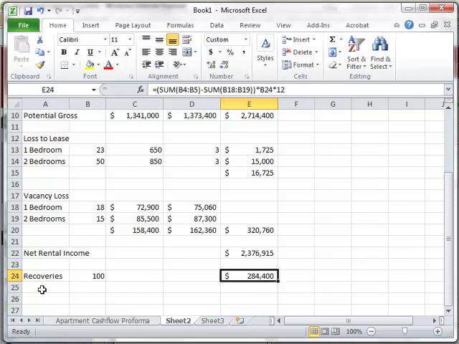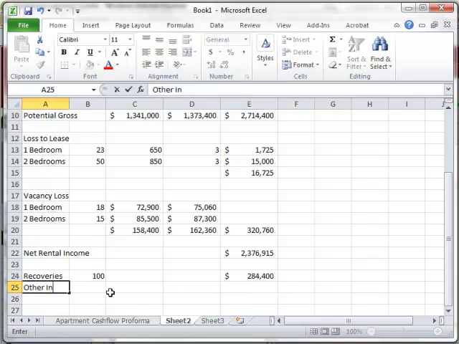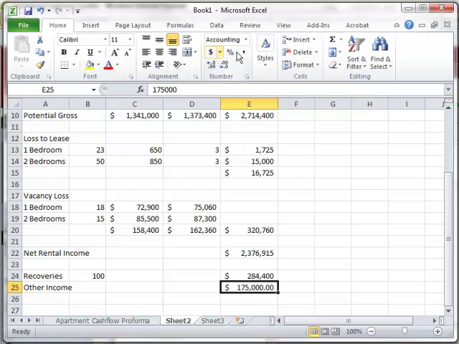Now let's suppose that we also have some other income, and we have a laundry facility on site, and a Coke machine, and a few other things like that. And let's say that we get $175,000 a year of income from that, and make all this pretty by putting it in a dollar formatting. So we have our other income, and finally we have operating expenses.